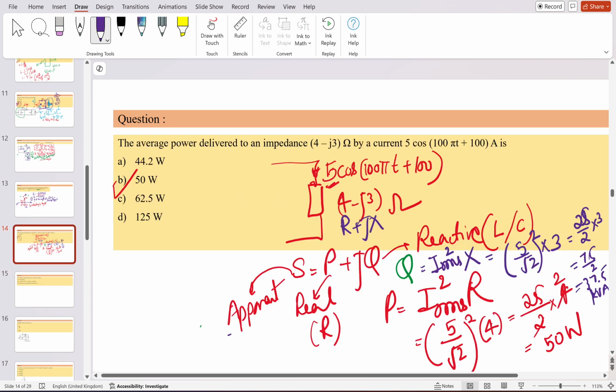Okay. So if average power is real power, a resistor will dissipate the real power only, not the reactive power. Reactive power is being absorbed by the inductor, meaning lagging reactive power will be absorbed by the inductor, and lagging reactive power will be delivered by the capacitor. Okay.